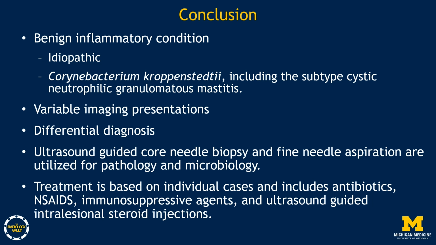So in conclusion, granulomatous mastitis is a benign inflammatory condition, often idiopathic, but can also be associated with Corynebacterium species, including the subtype of cystic neutrophilic granulomatous mastitis. There are variable imaging presentations. Differential diagnosis does include carcinoma, so we often use ultrasound-guided core needle biopsies and fine needle aspiration for pathology and microbiology. Treatment is based on individual cases and can include antibiotics such as doxycycline, NSAIDs, immunosuppressive agents like methotrexate, and then also ultrasound-guided intralesional steroid injections in the radiology department.